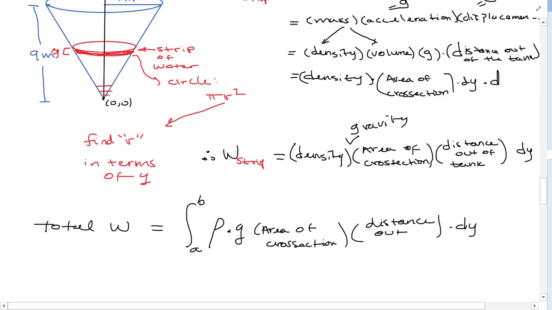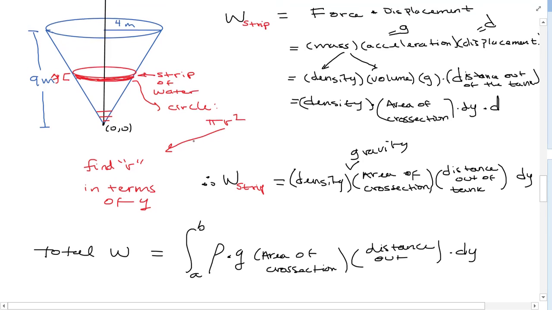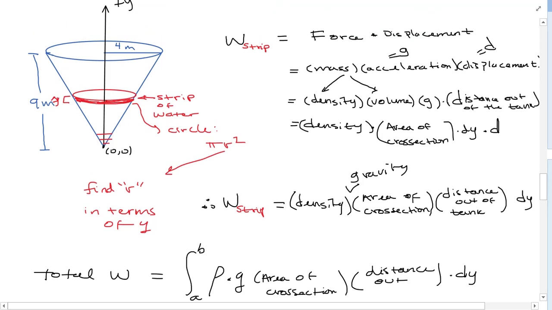So that we can put it in here. So my area of the cross-section, if I right now just put pi r squared dy, I'm not going to be able to solve that integral because I have two different variables. So we have a cone, and I have some dimensions. I have 4 at the top, 9 meters tall, and I know that this is the radius of my disk, of my circle.